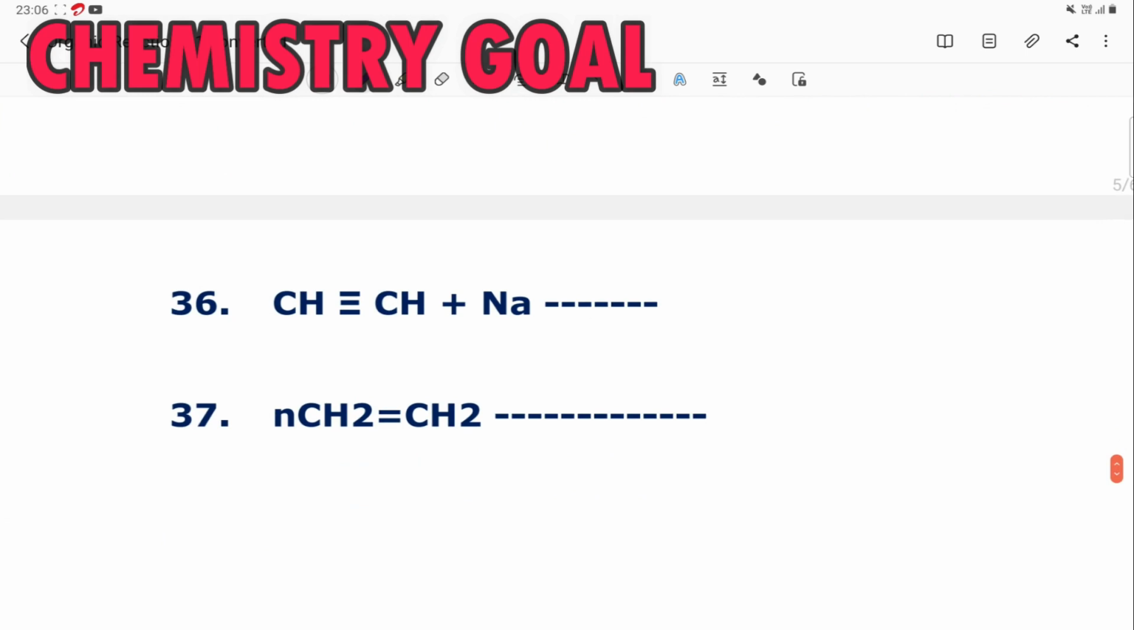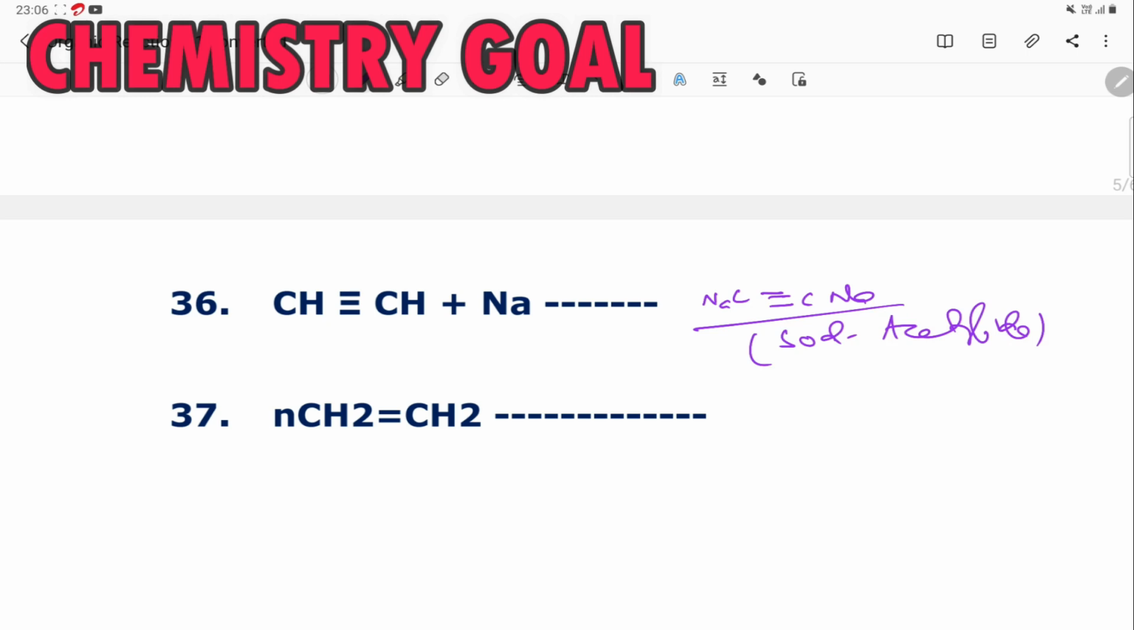Then 36 is when acetylene reacts with sodium metal, it also produces sodium acetylide by substitution. This is called disodium acetylide. This is also a salt of acetylene.